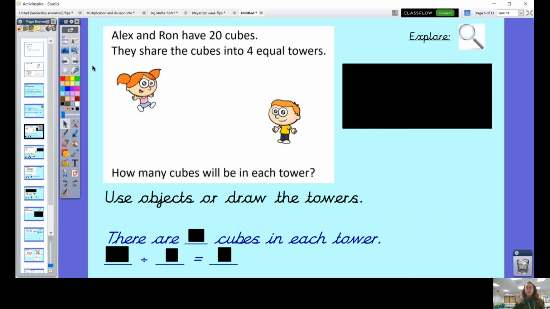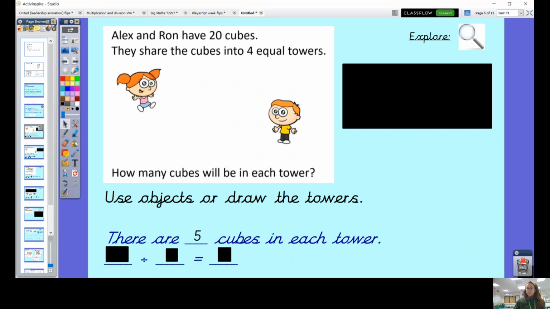So Alex and Ron have 20 cubes. They share the cubes into 4 equal towers. How many cubes will be in each tower? Now you can use your objects or drawing to work this out. Have a little go at thinking about what these blanks are going to be. You could write it down or you could just have it in your head ready. Pause the video to do that now.